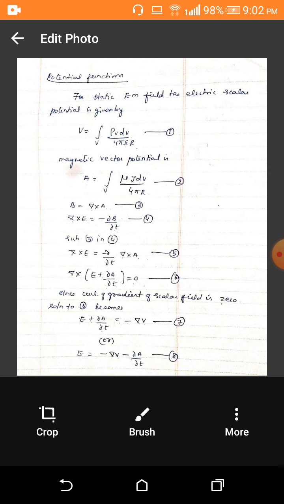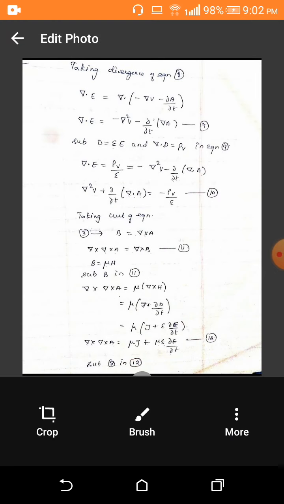Since the curl of the gradient of a scalar field is 0, the equation becomes E plus dou A by dou t is equal to minus del V, or in other words, E is equal to minus del V minus dou A by dou t. Next, taking the divergence of the previous equation, we get del dot E is equal to del dot of open bracket minus del V minus dou A by dou t. Expanding the right hand side, we get minus del square V minus dou by dou t of del dot A.